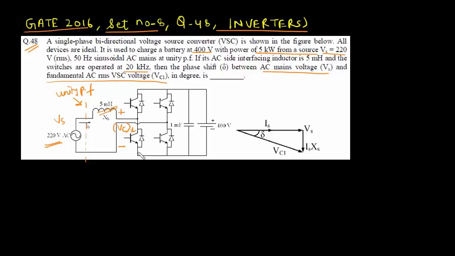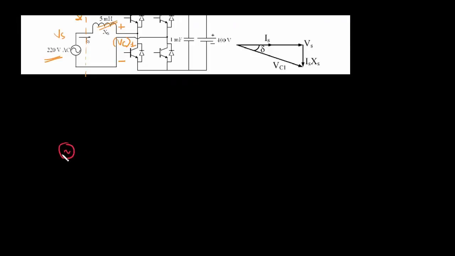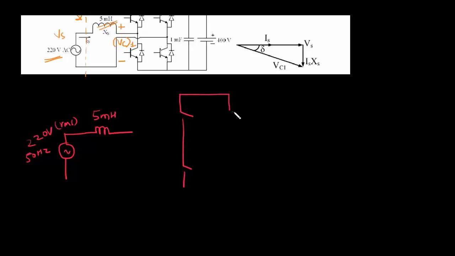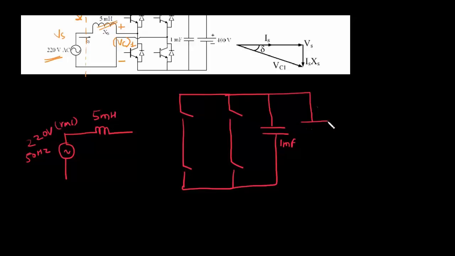So let us draw this circuit again. So we have a sinusoidal source of 220 volt RMS, 50 Hertz. Then we have an interfacing inductor 5 millihenry, and we have single phase voltage source converter. We have 1 millifarad output capacitor and a battery of 400 volt.